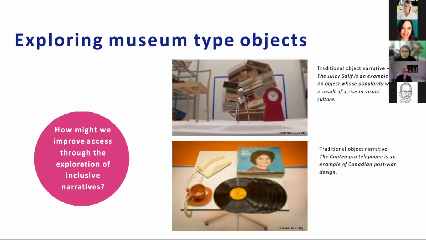And then the other photo of the Contempra telephone, which is that bottom photo, shows how it was displayed at the Design Exchange Museum. Here it is, that ivory colored object at the top left, displayed on an ivory colored table. The narrative usually associated with this object positions it as an example of Canadian post-war design. So again, another very visual narrative. Okay, my next slide, please.